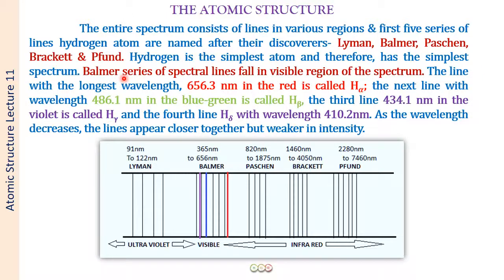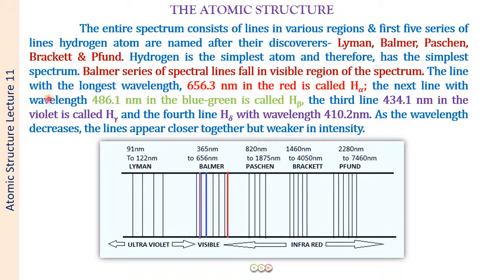So the Balmer series falls in the visible region of the spectrum, and we can see the lines very well because they are colored radiations. And what you will see is that the one with the longest wavelength is the red line, and it has a wavelength of 656.3 nanometer, and this is called H alpha. Okay, the line with the longest wavelength of the Balmer series is H alpha with the wavelength 656.3 nanometer.